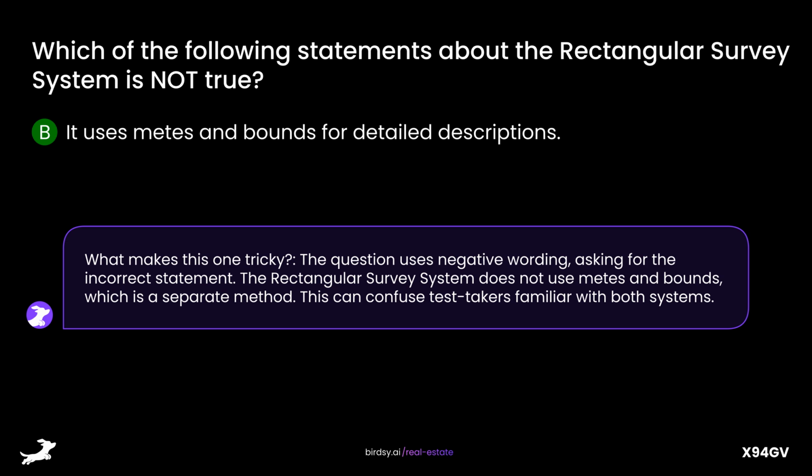What makes this one tricky? The question uses negative wording, asking for the incorrect statement. The rectangular survey system does not use metes and bounds, which is a separate method. This can confuse test takers familiar with both systems.